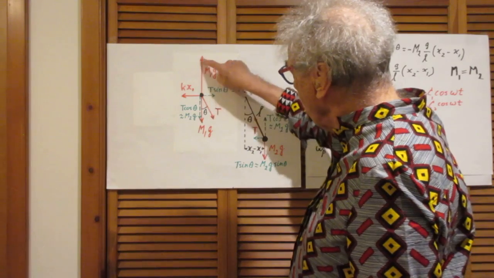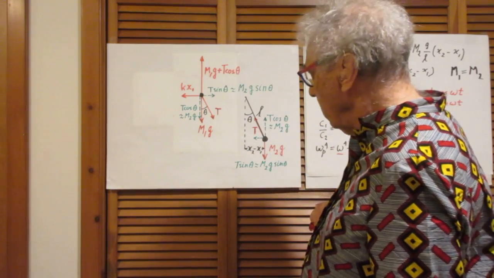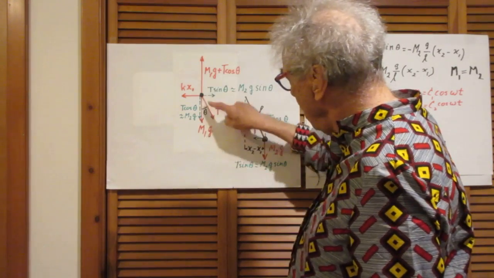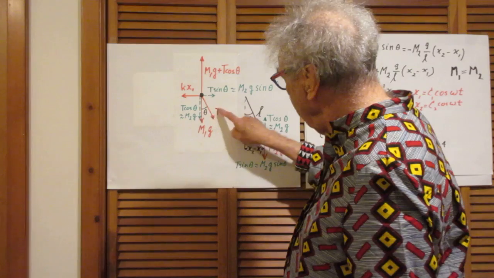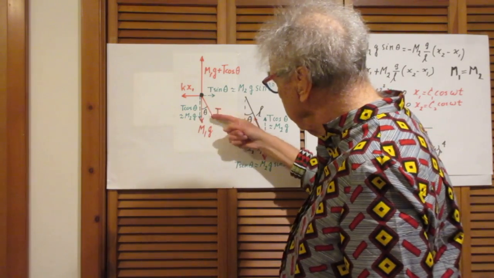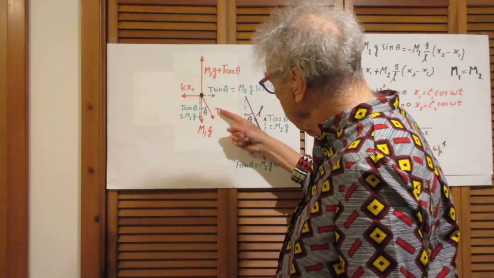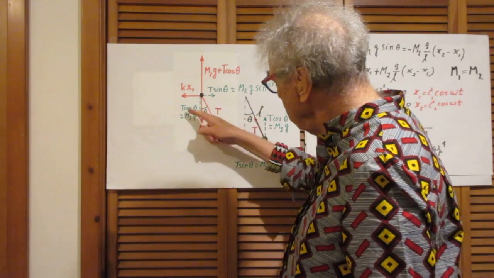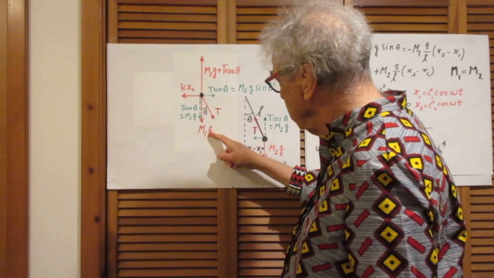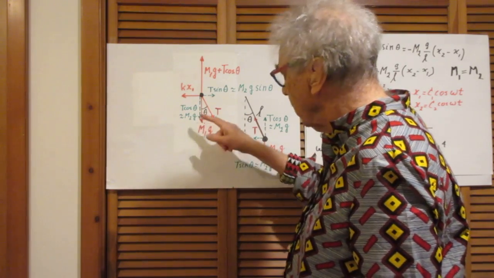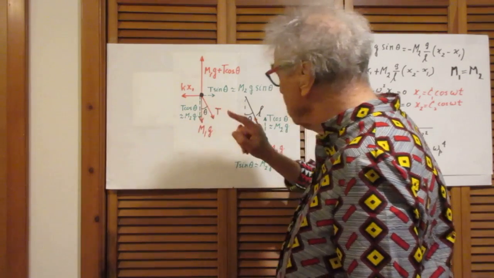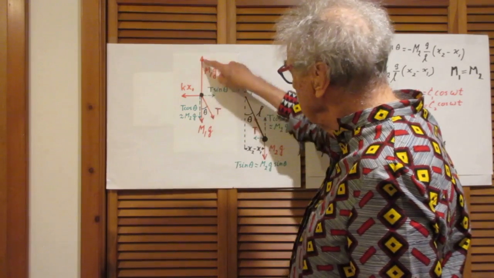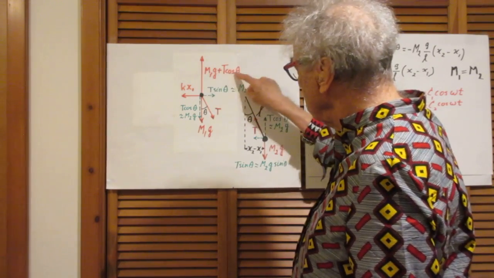There must be a normal force upwards because the object is not moving in the vertical direction. The normal force upwards must be the sum of m1g and this component of T, which is T cosine theta. So the force down is T cosine theta plus m2g. T cosine theta is approximately m2g, and we have to add to that m1g. And you see this is m1g plus the T cosine theta.